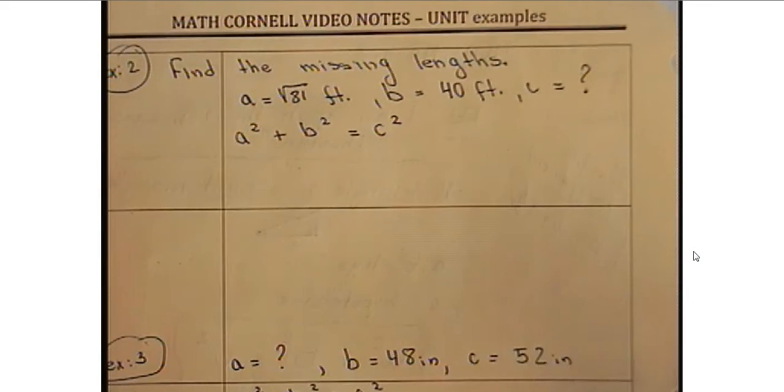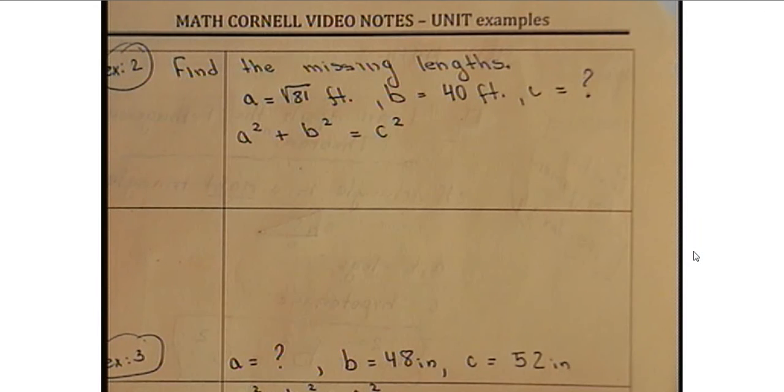Next example here. Find the missing length. You are given that leg A is, excuse me, square root of 81, leg B is 40, and C is equal to something that we are looking for. So we don't know the hypotenuse.